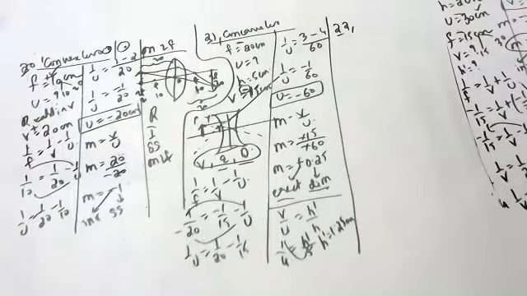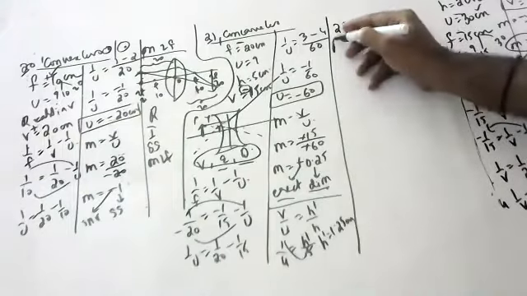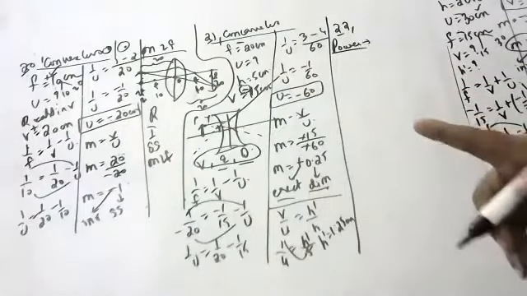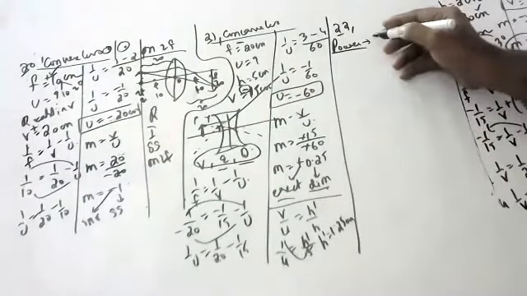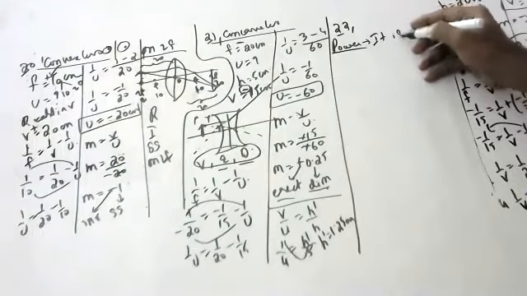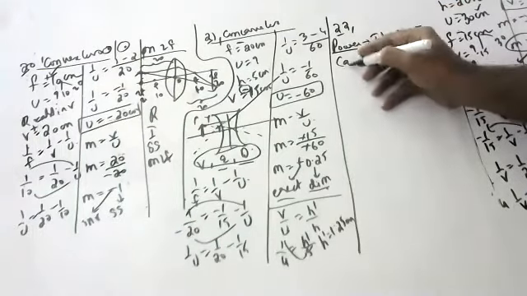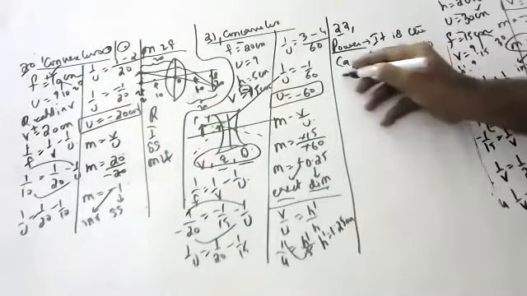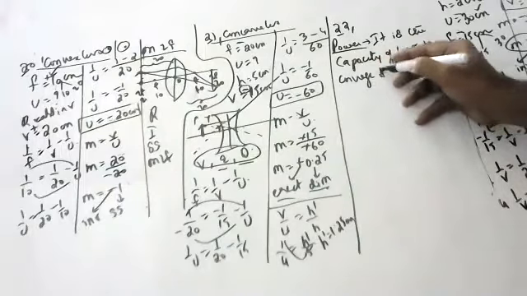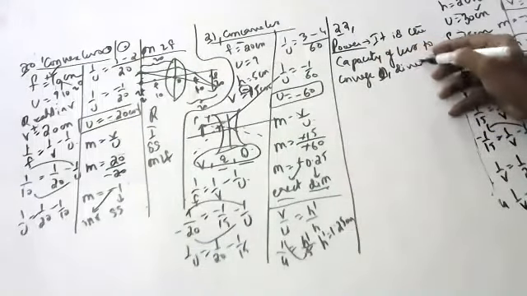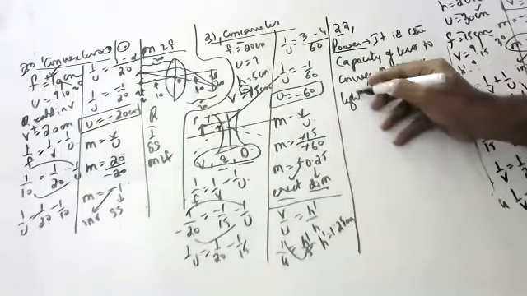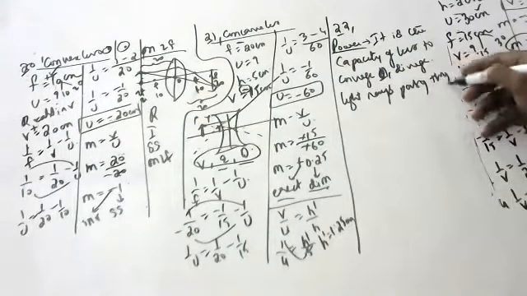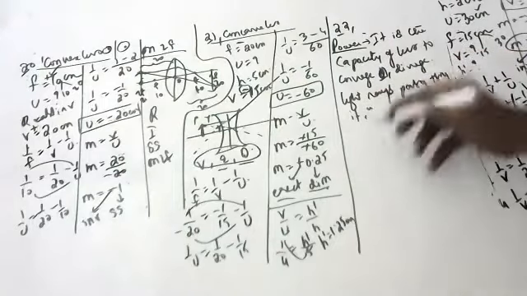22nd question, children. What is meant by the power of a lens? Some people write inverse of focal length. If you want to write that, okay, but I want this definition, children. It is the capacity of a lens to converge or diverge the light rays passing through it. Very good. I want this definition.